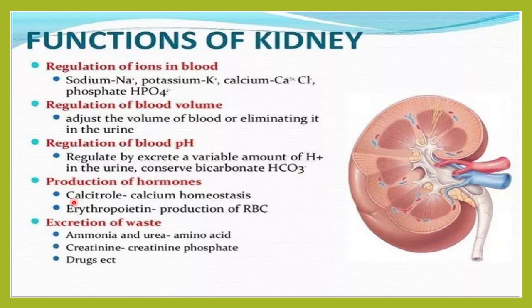And there are a few hormones which are produced in the kidney, like erythropoietin, which helps in the production of the RBCs, calcitriol, which helps in the calcium homeostasis, and yes, excretion of the waste. So it helps to remove the waste products from the body in the form of urine. It could be ammonia, urea, creatinine, drugs, etc.